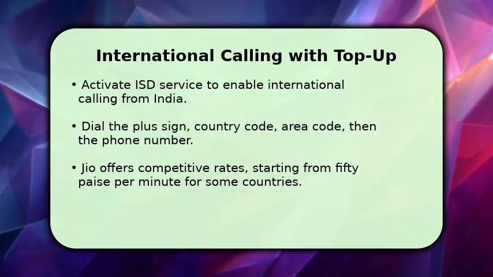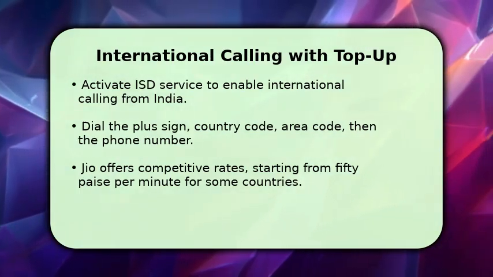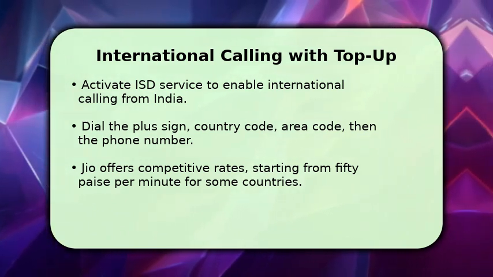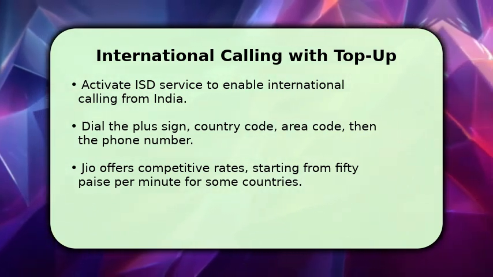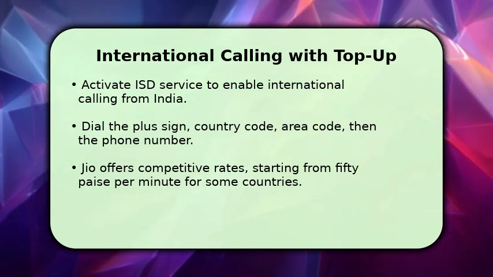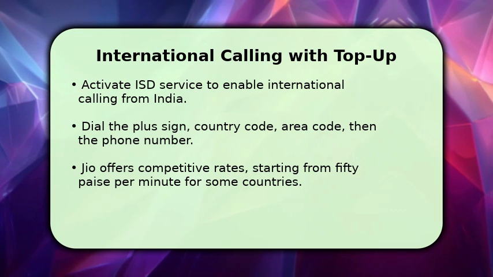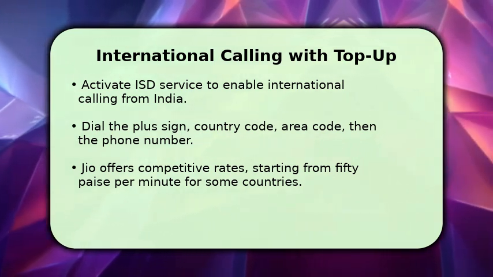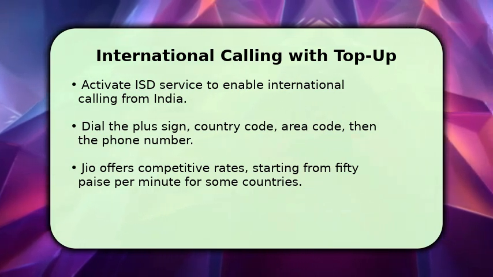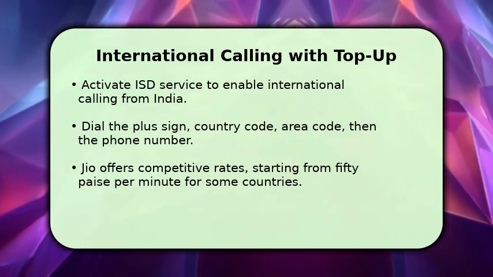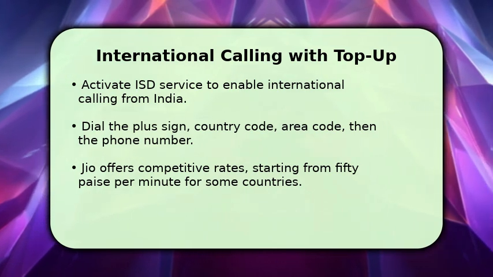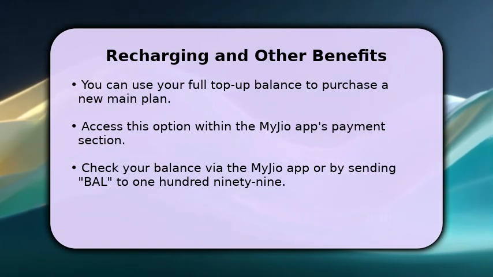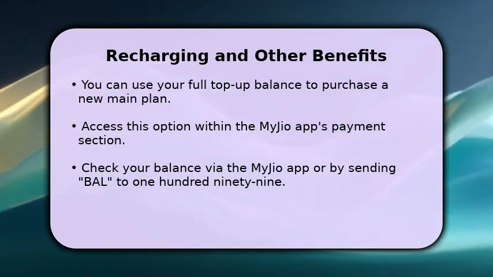One of the most common uses for your top-up balance is making international calls. To do this, ensure your ISD service is active. When dialing, simply prefix the international number with a plus sign, followed by the country code, area code, and then the recipient's phone number. Geo provides attractive international calling rates, with some starting as low as 50 paise per minute, making global communication affordable. Beyond international calls, your top-up balance can be used to recharge your primary plan.